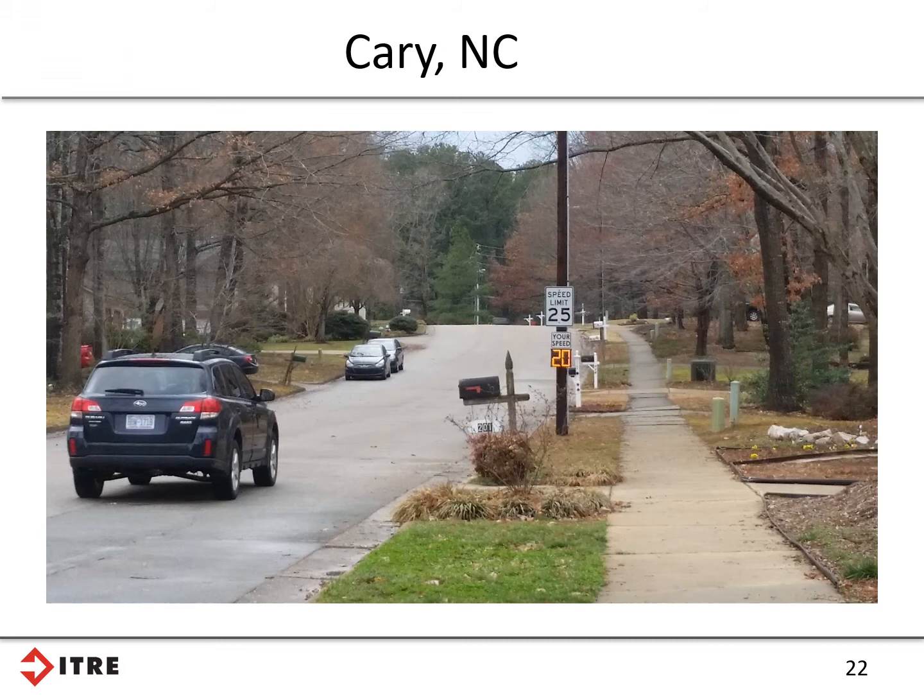Here is an example in the town of Cary. Communities can request a mobile speed unit to communicate to drivers what their speed is, remind them of their speed relative to the speed limit.